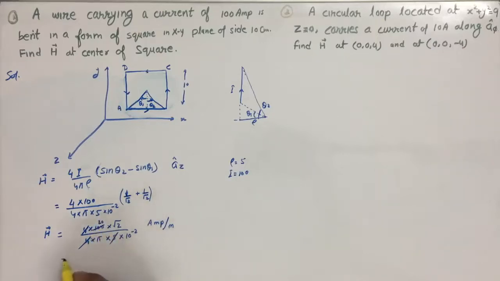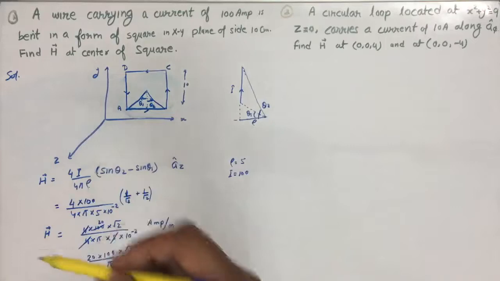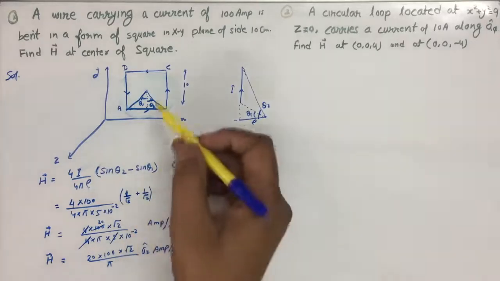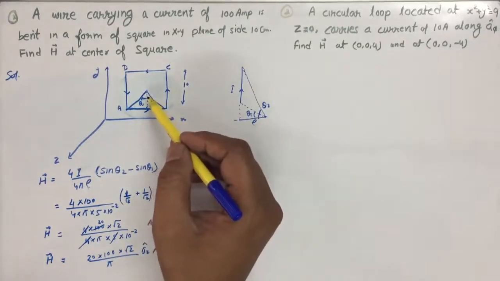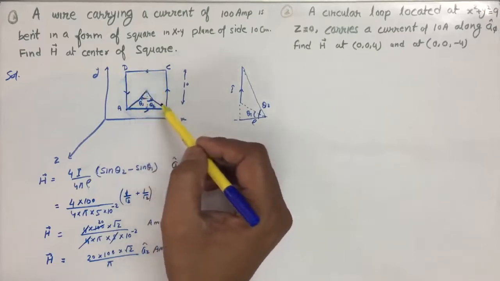It will be 20 times 100 times root 2 divided by pi. This is ampere per meter in the direction of AZ. For all the conductors it is coming outward. So this is the magnetic field intensity at the center of the square that is placed in the XY plane, carrying current in anti-clockwise direction.